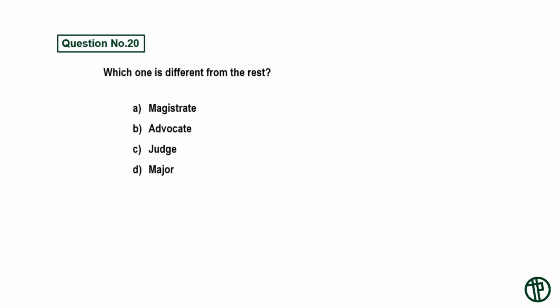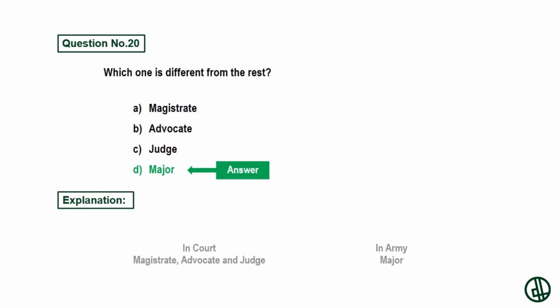Question number 20. Which one is different from the rest? Option A, magistrate. Option B, advocate. Option C, judge. Option D, major. Answer is option D, major. Explanation.